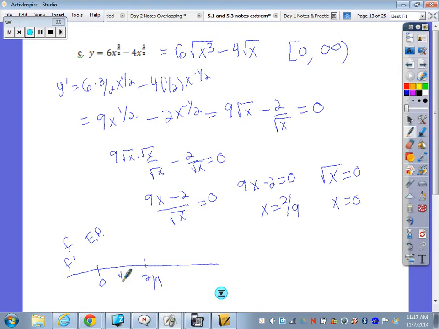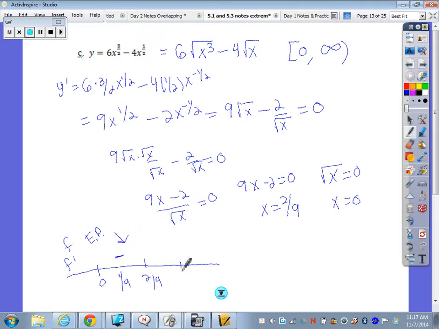I'm going to try 1/9. I'm going to plug it into the factored form because it's easiest, especially without a calculator. So if I plug it in here, 9 times 1/9 is 1, and then 1 minus 2 is negative 1, and then negative 1 over the square root of 1/9. No matter what, it's going to give me a negative number. All we care about is the signs again. So this part is decreasing.